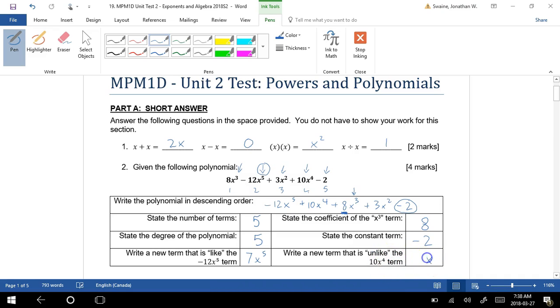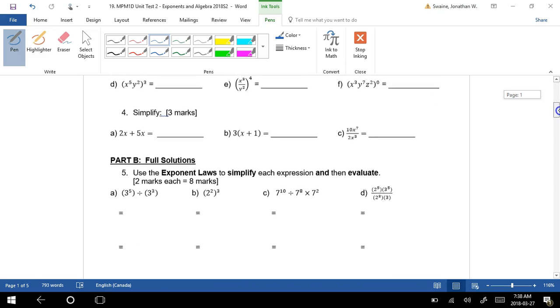And then a new term that is unlike something with x to the power 4. As long as you don't write x to the power 4, you're fine. So I'll write x to the power 3. I could write y. I could write x to the power 12. I could just write a number. Pretty much anything as long as it doesn't have x to the power 4 will work. And we'll put a number in front just for fun. Okay, so there's that one done.